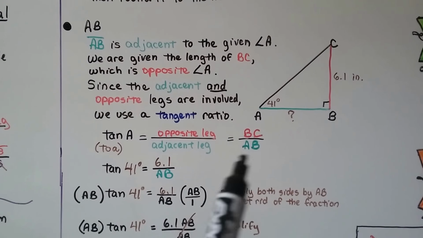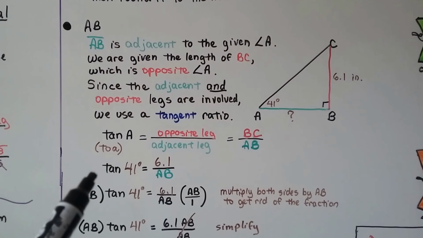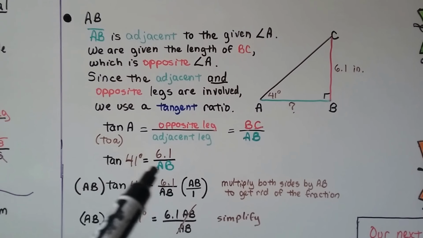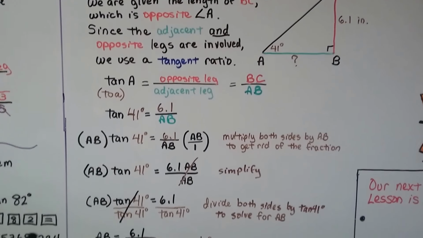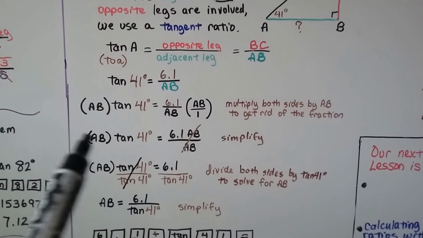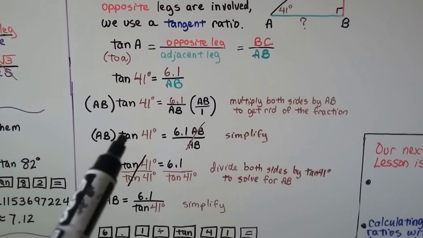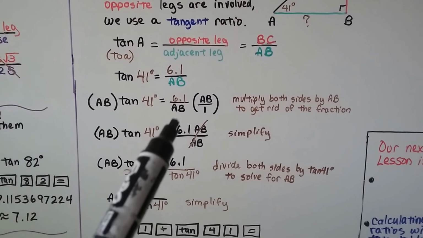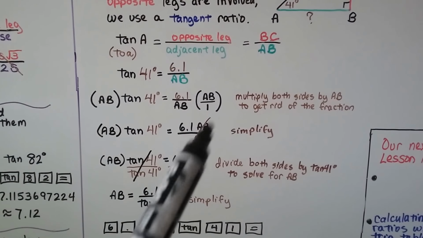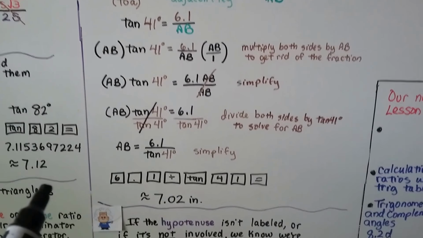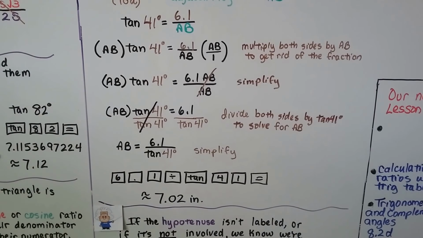That means we have BC over AB. We can substitute the numbers in, and we have the tangent of 41 degrees is equal to 6.1 over AB. Now we can multiply both sides by AB to get rid of this fraction. Now we have AB times the tangent of 41 degrees is equal to just 6.1 because they canceled out as a 1. Now we can divide both sides by the tangent of 41 degrees to solve for AB.